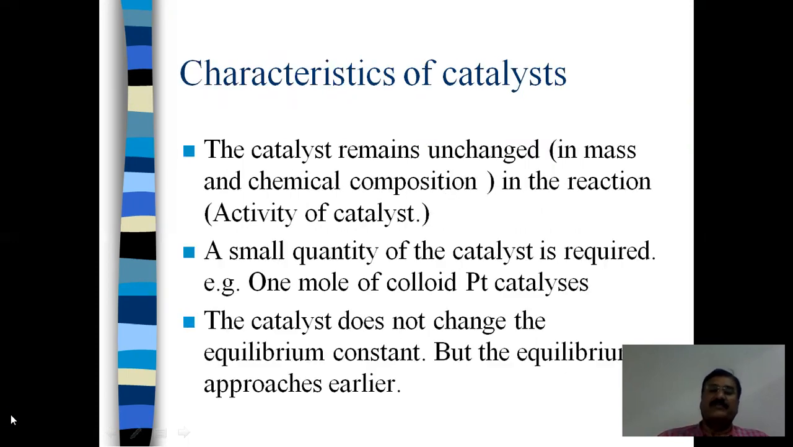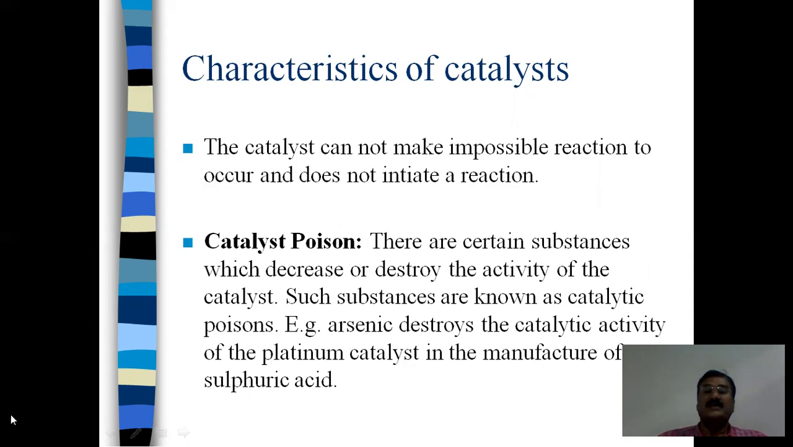Characteristics of catalyst. The catalyst remains unchanged in mass and chemical composition. In the reaction, a small quantity of catalyst is required. It means a small quantity of catalyst carries out a number of reactions. For example, 1 mole of colloidal platinum catalyzes a number of reactions. The catalyst does not change the equilibrium constant, but the equilibrium is approached earlier. The catalyst cannot make an impossible reaction occur and does not initiate a reaction.